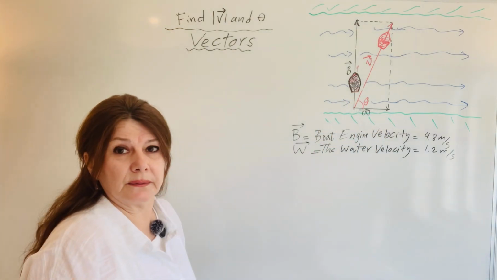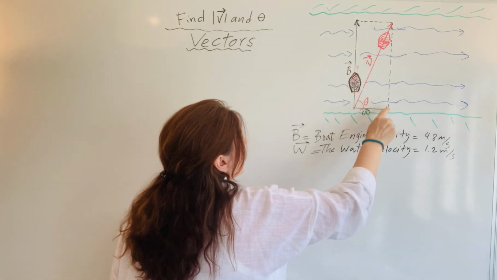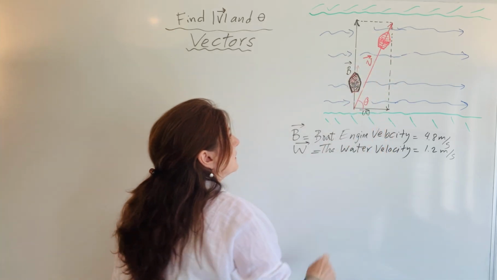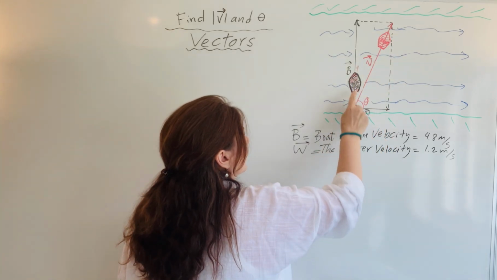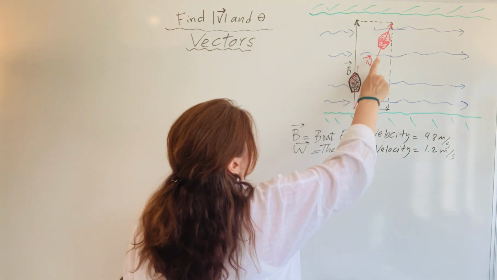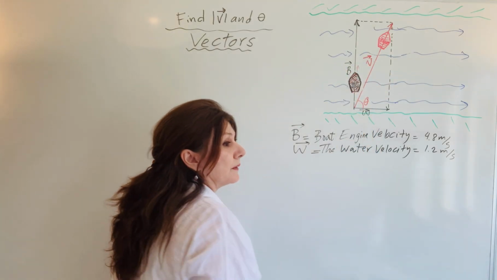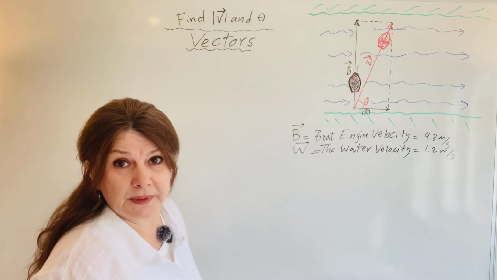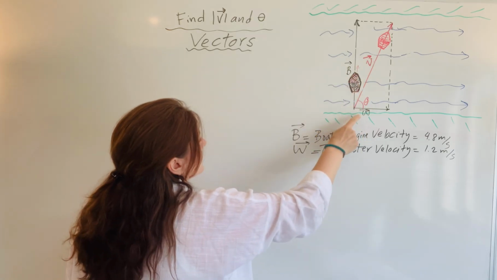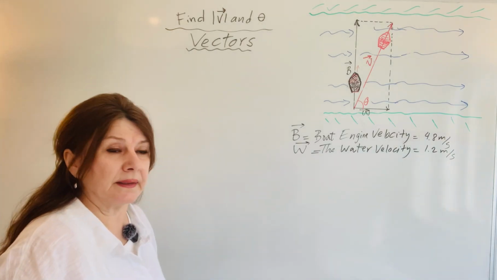We can add this vector with this vector, and as a result we have this vector. We call this vector v. This is the result of adding w and b, because the direction of the boat is actually the result of these two velocities. What is v, what is the magnitude of v, and what is the theta of this result with the horizontal? It's easy.